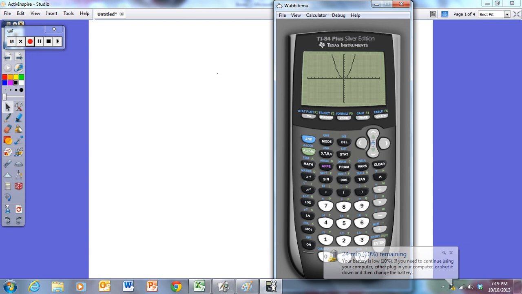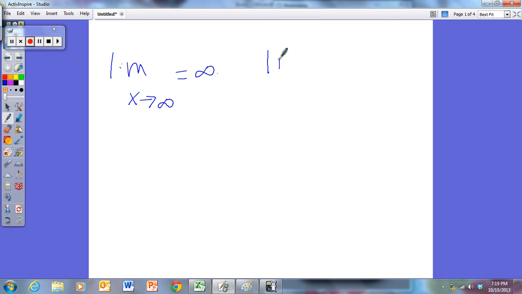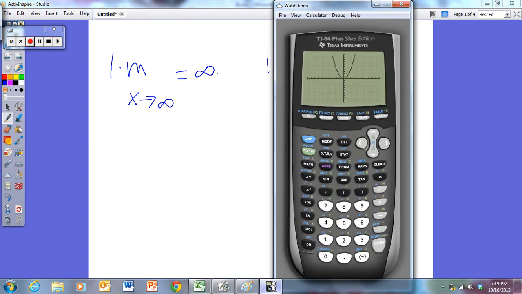We would say that the limit as x approaches infinity equals infinity, and the limit as x approaches negative infinity equals infinity for the function y equals x squared. Let's look. As x approaches infinity, that means as x gets really, really big, y gets really big.